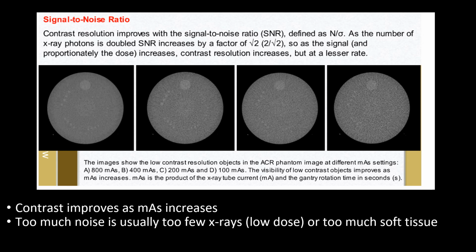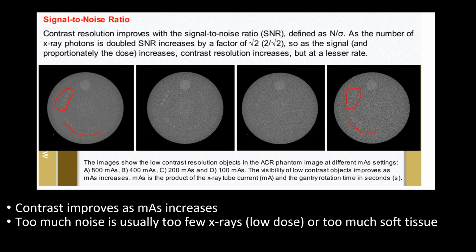These are 4 phantom images of low contrast objects. This first one, A, is performed at 800 mAs, B at 400 mAs, C at 200, and D at 100. The visibility of the objects improves with the higher current. You can see these small dots, for example, are visible in the higher current image, and you'd really be hard-pressed to see them in this lowest current image, especially the even smaller ones down here, whereas they're visible to us in the high current image.